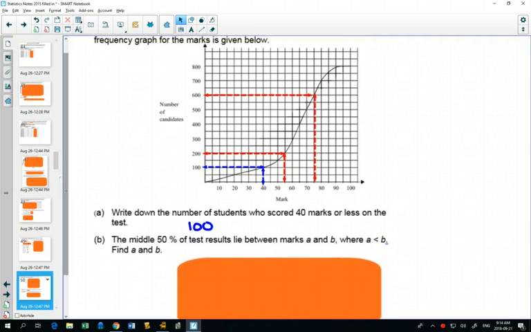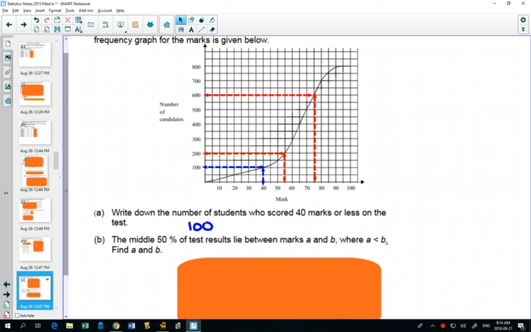And here is the first time that we get this kind of wording. Does it make sense that the middle 50% is your interquartile range? Okay? And they used a nice number.